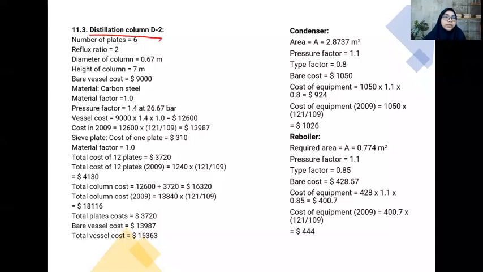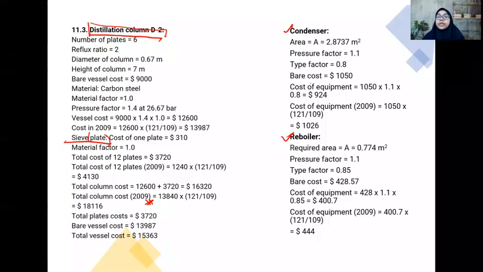Okay, the next equipment to be estimated in this example is the distillation column. For this equipment, it also uses sieve plates, same as the previous column. So the total cost of the distillation column, or the package of the distillation column, includes the cost of the condenser and reboiler. For the column itself, we must include the cost of the column and plates. And then after that, using the cost index to determine the total cost of the distillation column in 2009 by comparing with the cost index in 1999.